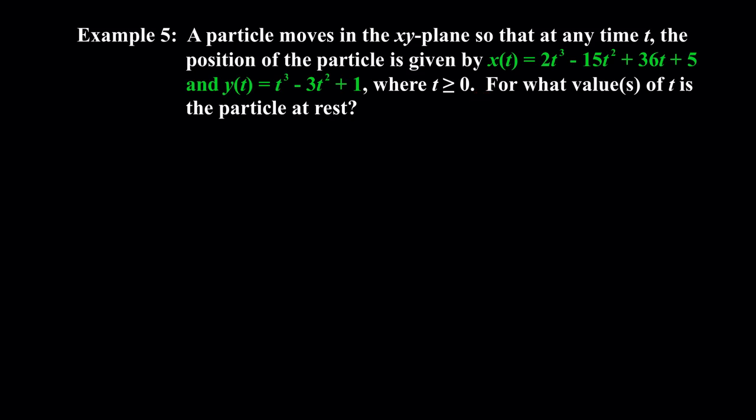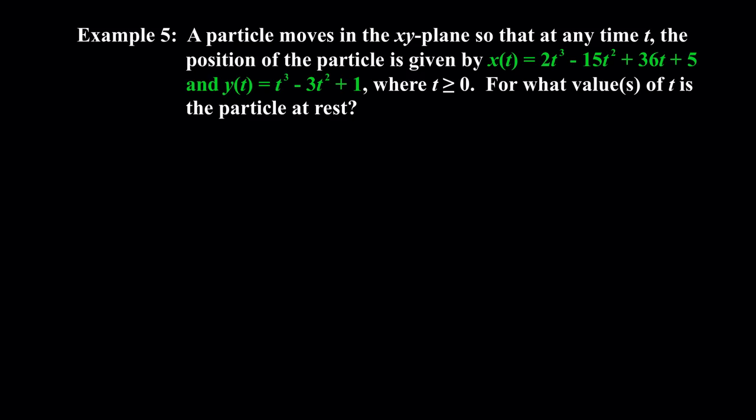So when a particle is at rest, we have to think about both components, because a particle could be at rest horizontally but be in motion vertically, or vice versa. And so when it says the particle is at rest, that means the velocity of both components has to be equal to 0.